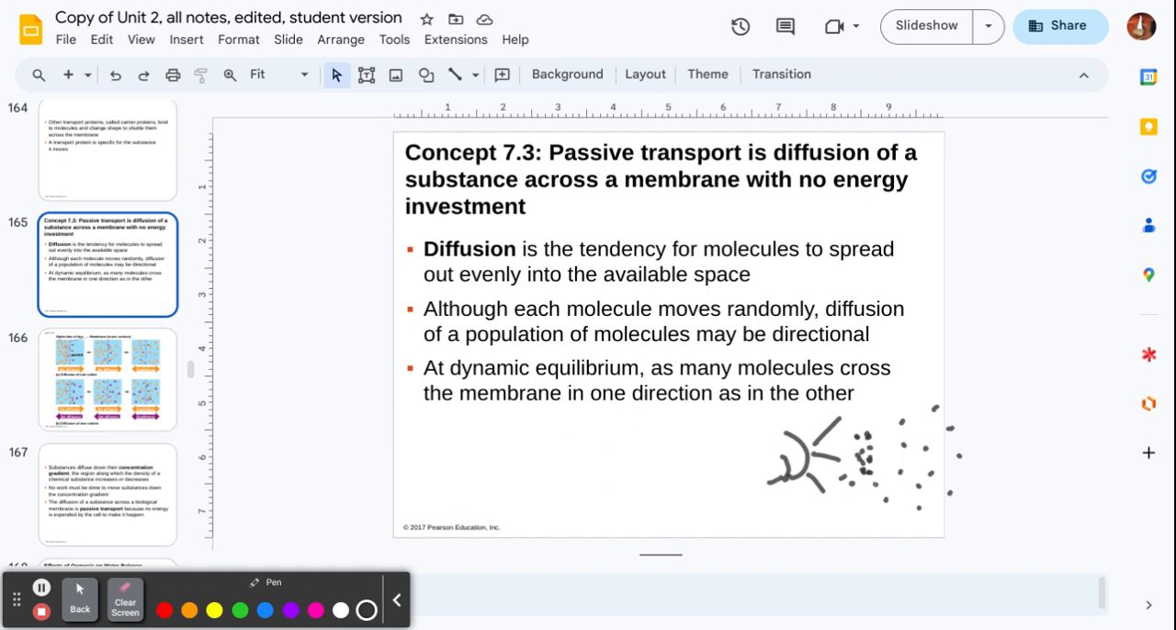But those molecules are always in motion. So molecules will want to move across the cell membrane if they can, and some molecules can use passive diffusion to move across a cell membrane.